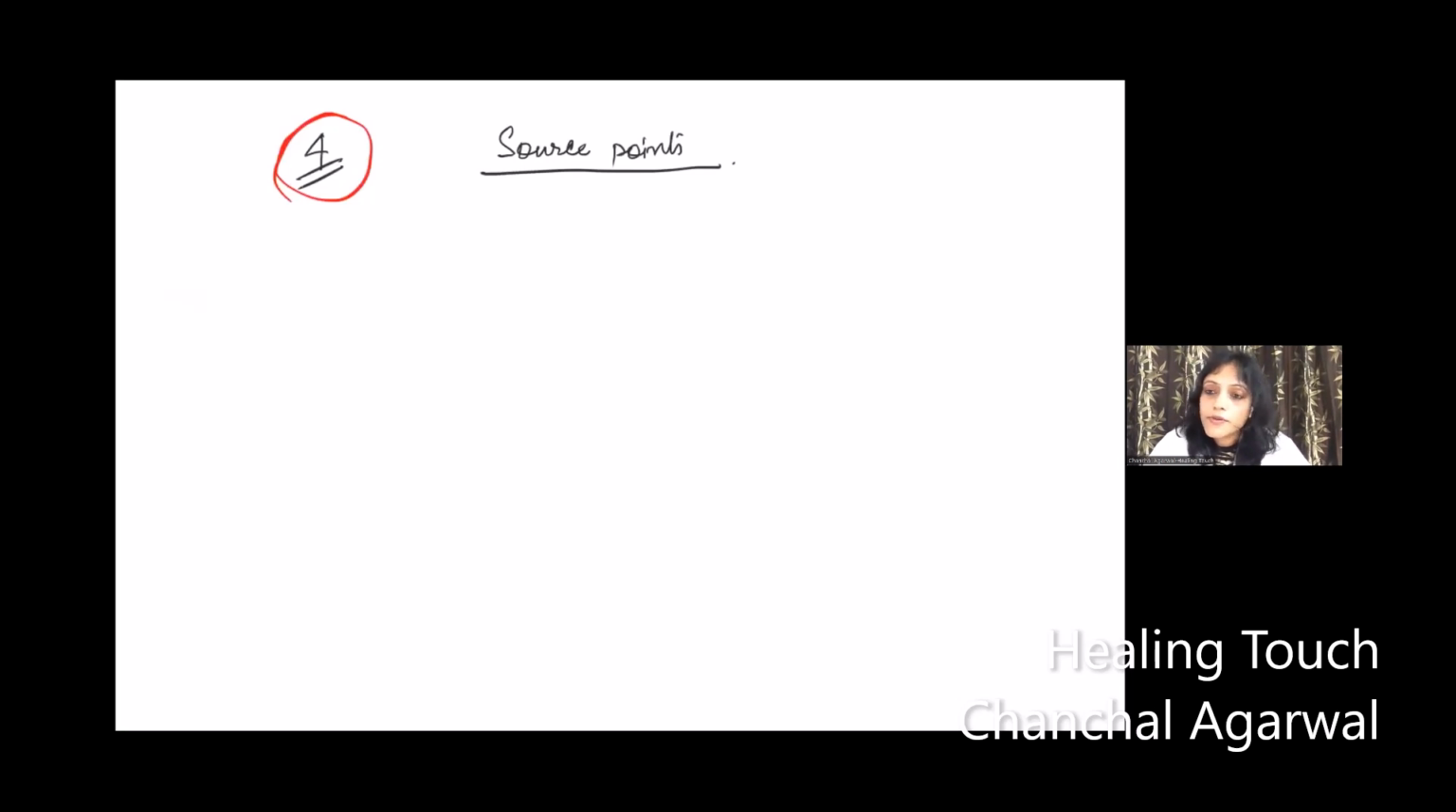What is a source point? What is the meaning of source? Origin of anything is called source. So these source points are also called organ source points. These points are also called yuan source points. These are the different names given to it. These points are also called darkness points. Remember this, darkness point.